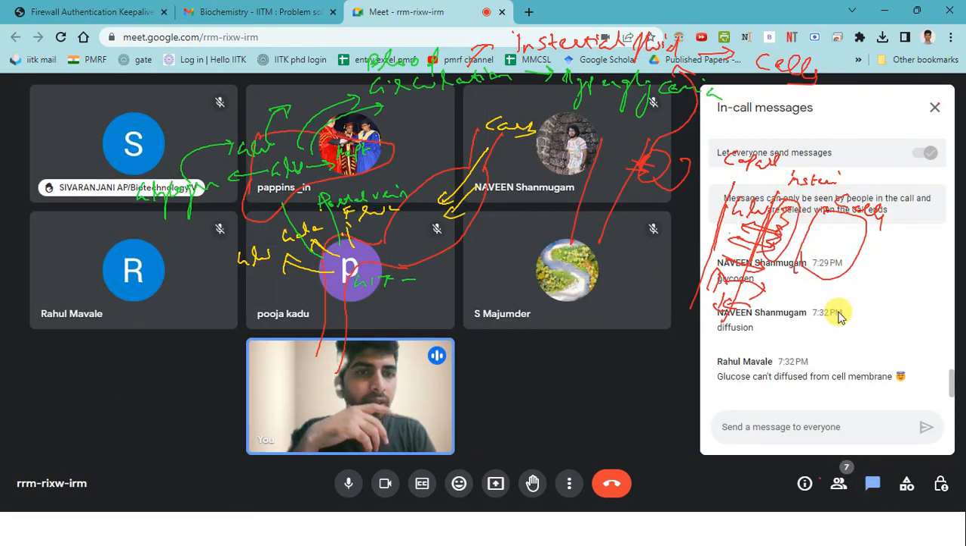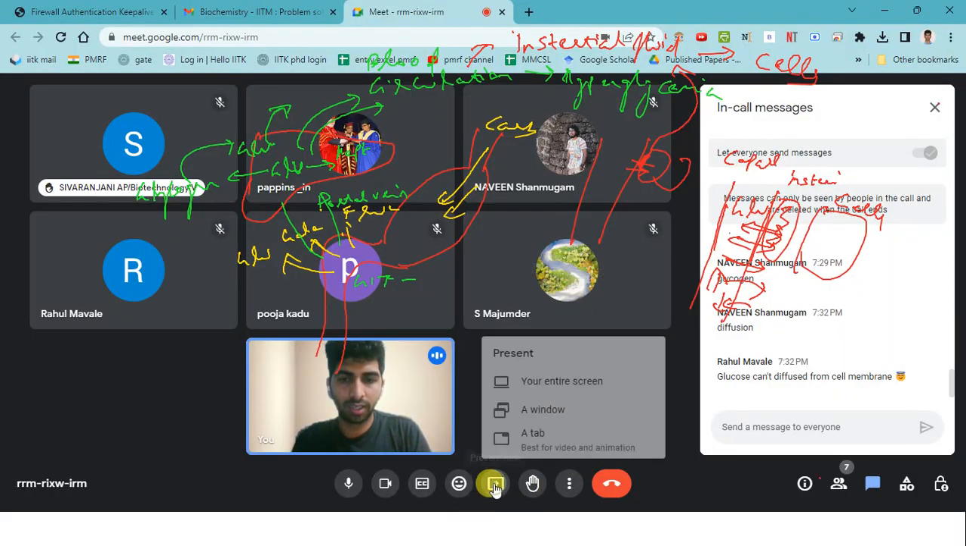So you were saying glucose can't diffuse through the cell membrane. It's not the cell membrane, it's the blood capillaries. Right now it's in the blood, in the circulation, not in the cells. I'll come to that thing. Let me show you one second. It is not in the cell right now.